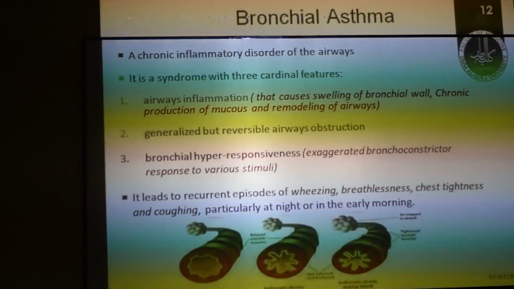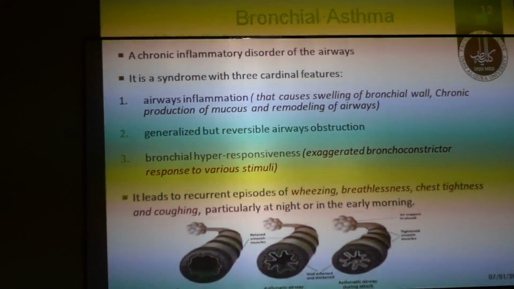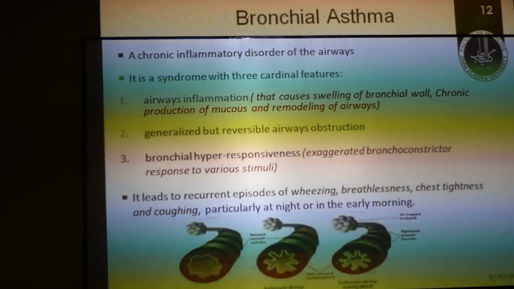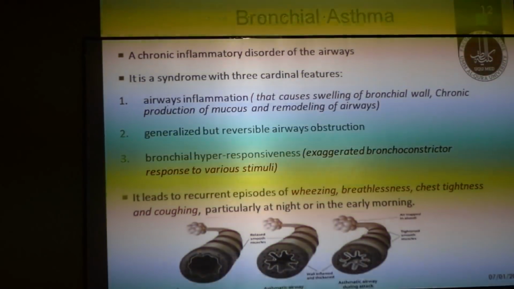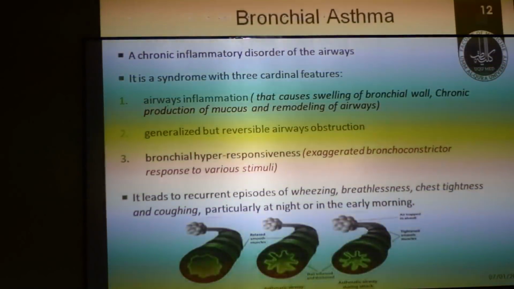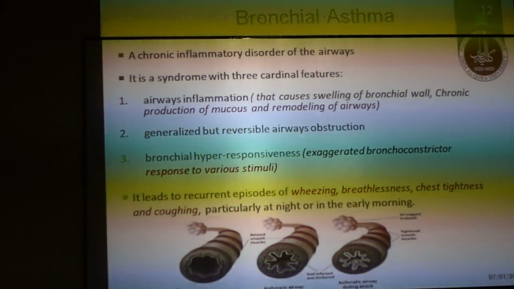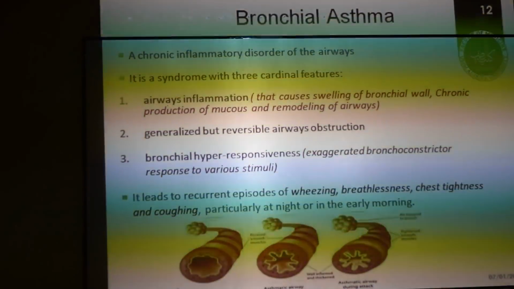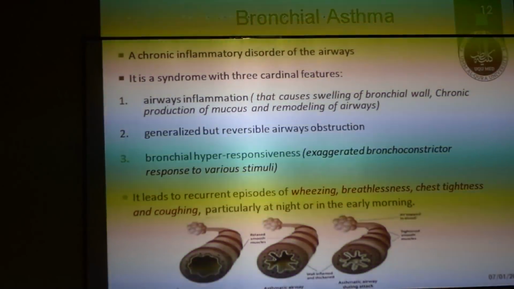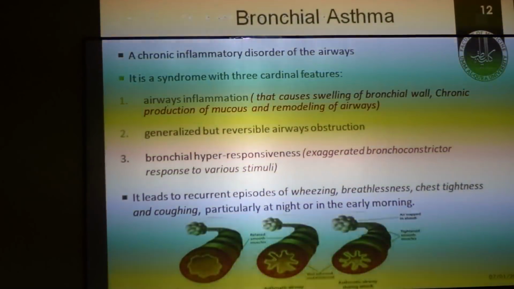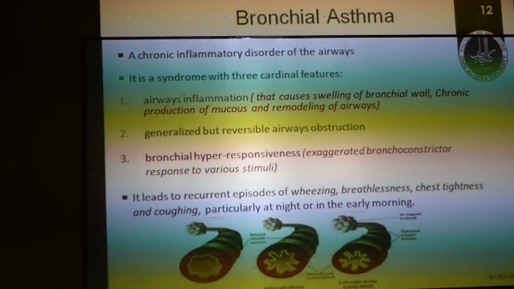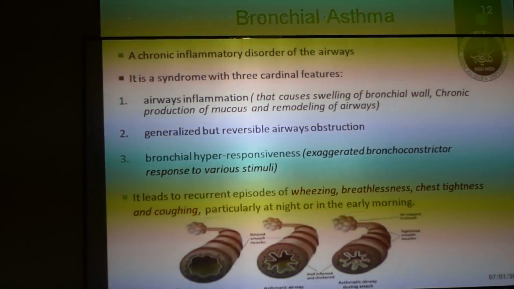Then third factor is the hyper-responsiveness. So there are smooth muscles around the airways that can constrict very strongly. So these are the three cardinal features. One is inflammation, number two is the reversal of the narrowing, and number three is the hyper-responsiveness. So they become so sensitive that even a small amount of a triggering factor will result in immediate constriction of smooth muscles. So these three are the cardinal features of the bronchial asthma.